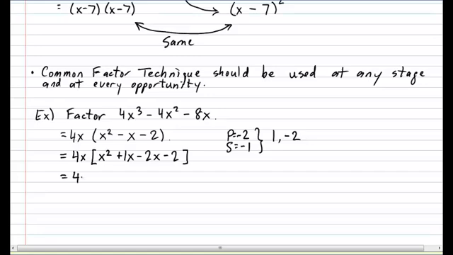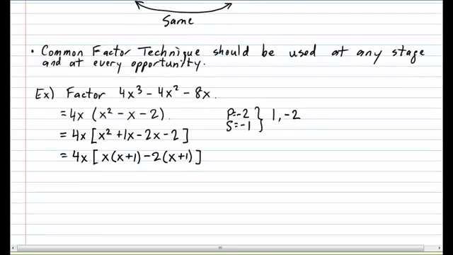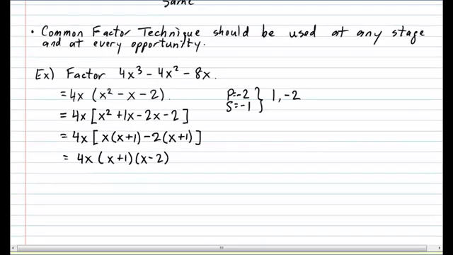Let's keep going. 4x. Let's do our grouping technique now. That becomes x multiplied by x plus 1. Take out the 2. That's going to give me another x plus 1. And let's finish up the bracket. 4x, common factor technique, x plus 1 and x minus 2. And there we have it. In one question, I believe we used common factor technique at least twice, and we used the grouping technique once.